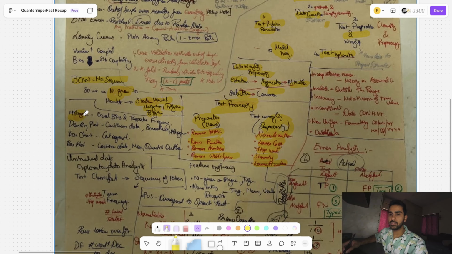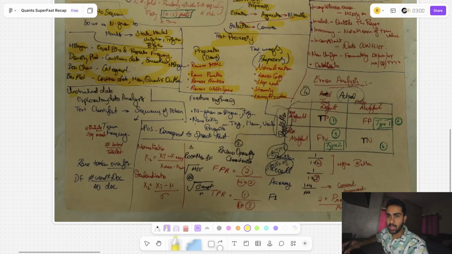A histogram is basically equal bins and their respective frequencies. A density plot is continuous data and a smoothed-down histogram. A bar chart is categorical. A box plot is continuous data with the mean, quartiles, and outliers. Then we come to unstructured data, where we have exploratory data analysis.